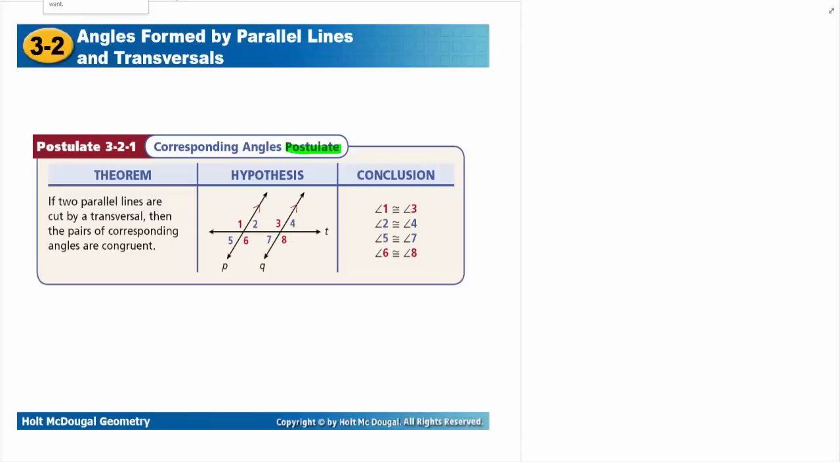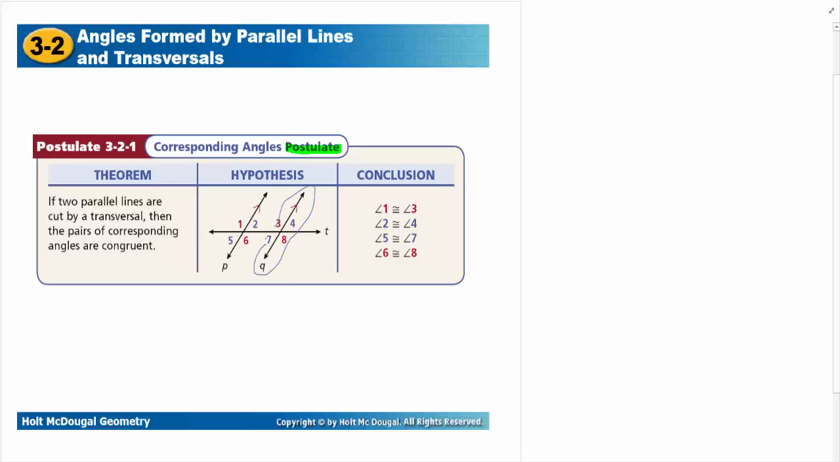Then the pair of corresponding angles are going to be congruent. So you see that there's 4 pairs of corresponding angles. So we have, again, 1 and 3, so they're top left, they're congruent. And then 2 and 4, top right are congruent, and so on and so on. Okay. You wonder how is this a postulate? Well, it's really easy to prove.